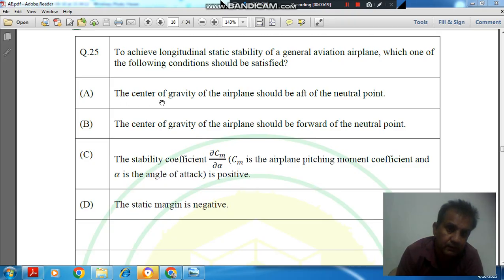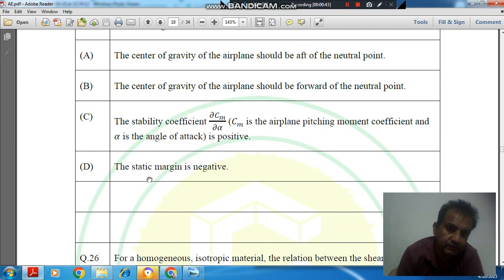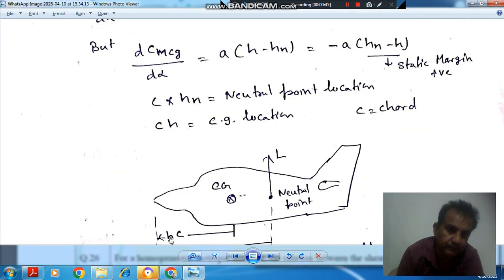Option A: the center of gravity of the airplane should be aft of the neutral point. Option B: the center of gravity of the airplane should be forward of the neutral point. Option C: the stability coefficient ∂Cm/∂α is positive, where Cm is the airplane pitching moment coefficient and α is the angle of attack. Option D: the static margin is negative.